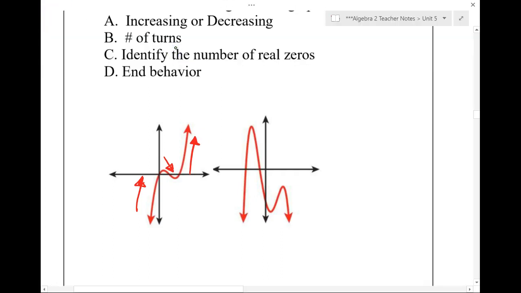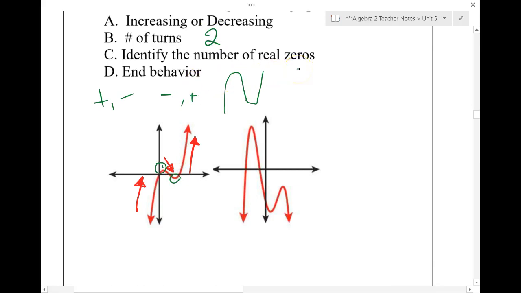Well, it's where it goes from a positive to a negative slope, or when it goes from a negative to a positive slope. In other words, where it goes up, then down, or down, then up. And so it says, how many turns are there? Well, there's one there, and one there. So there's 2.